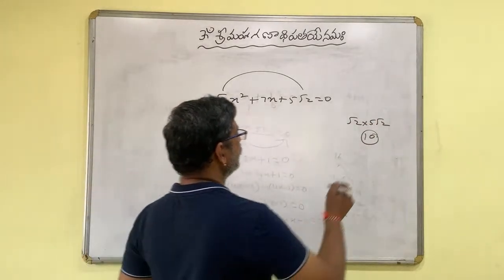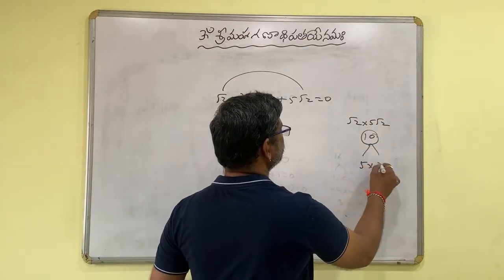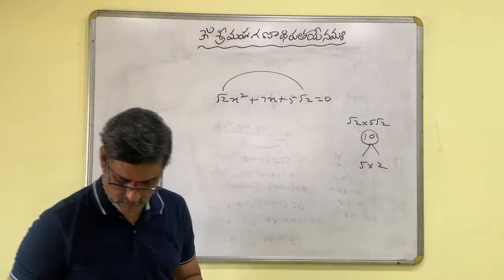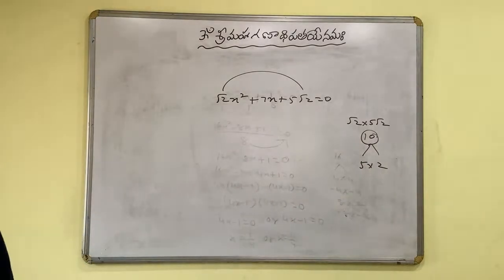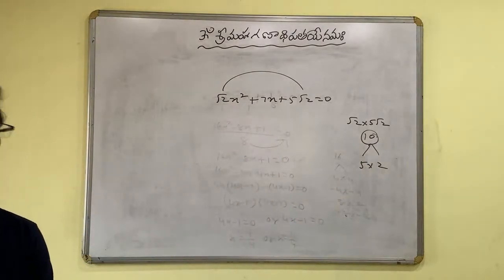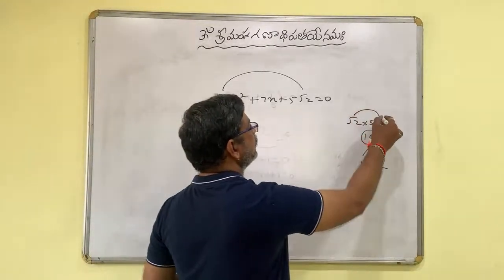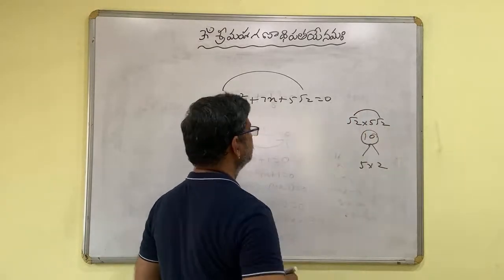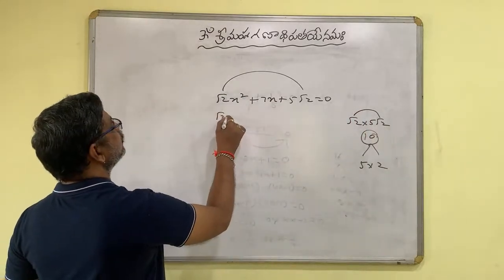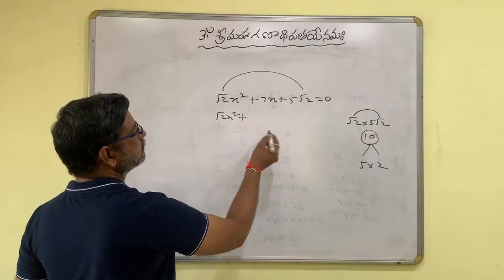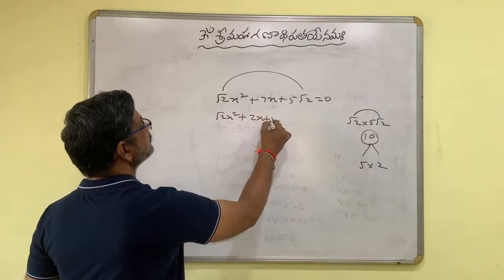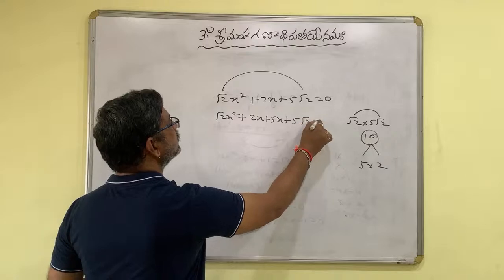And in the middle we need to get 7. So 5 into 2. So 5 twos are 10. √2 into 5√2 is 10. √2 into √2 is 2. So √2x² plus 2x plus 5x plus 5√2 is equal to 0.